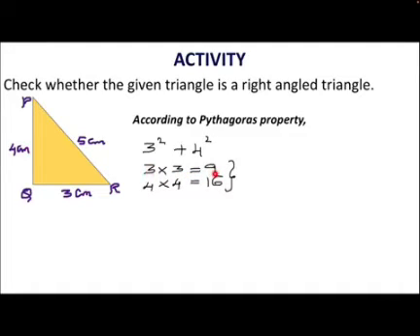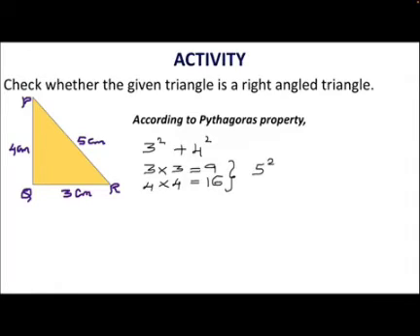Now, 3 squared is 3 into 3, that is 9, children. Please remember, it's not 3 into 2, it is 3 into 3, because 3 squared or 3 to the power 2 means 3 is multiplied with itself twice, and the answer is 9. Similarly, 4 squared or 4 to the power 2 is not 4 into 2, but it is 4 into 4. How much is that? It is 16. So, 3 squared is 9, 4 squared is 16.